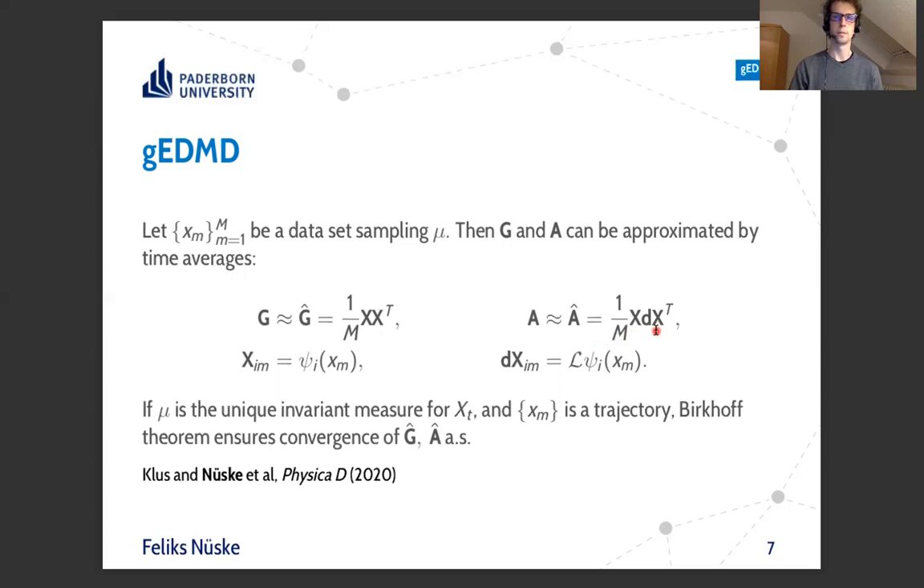And let us note that the source of these data points, x m, is actually quite variable. For example, if we were able to directly sample the measure mu, then we could just draw these points independently. Usually that will not be the case in high dimensional settings, but here's where I think the real strength of the method comes into play. If mu is the invariant measure of the stochastic differential equation, then we can just generate a long trajectory such that the points of this trajectory will actually sample the measure mu, and then the Birkhoff ergodic theorem will guarantee that in the limit of infinitely long trajectories, we can also just use these trajectory points within the framework of gEDMD, and these empirical estimates will converge towards the true matrices G and A.